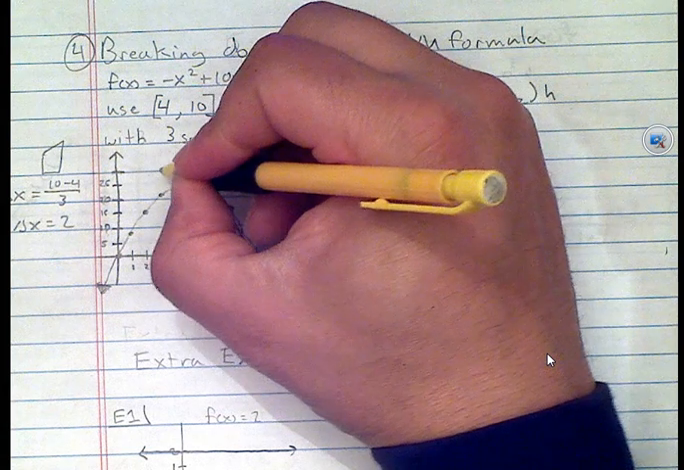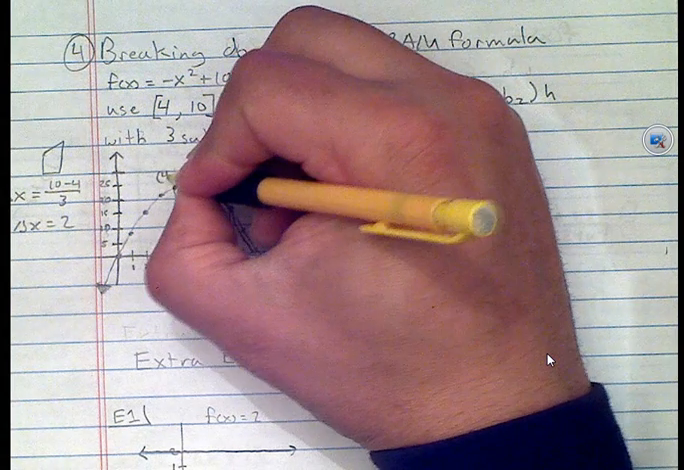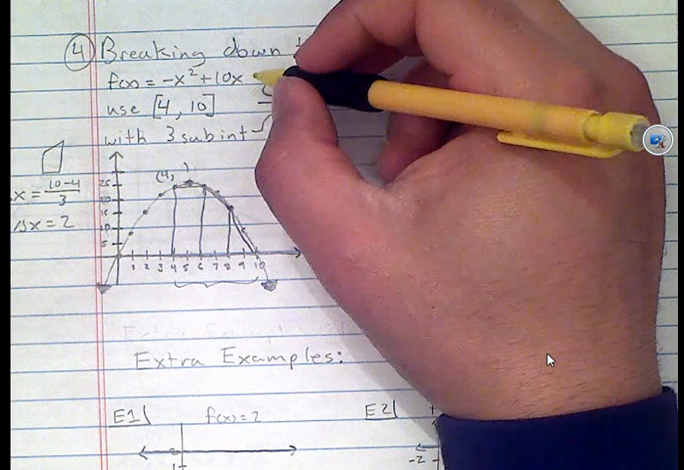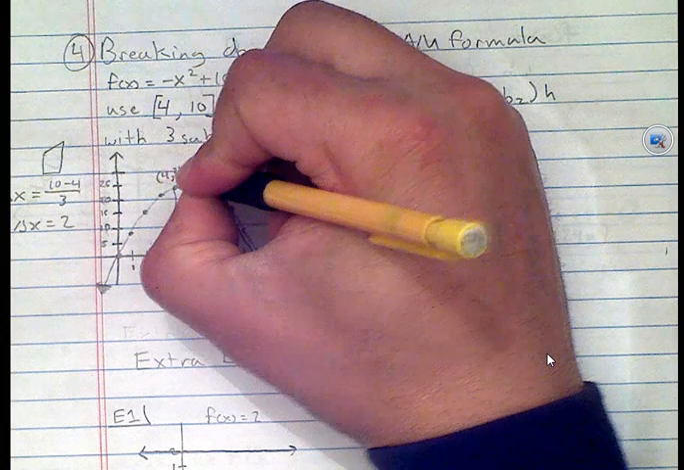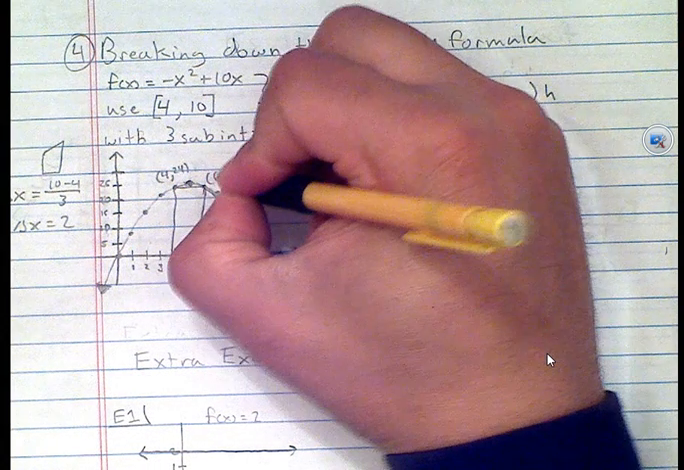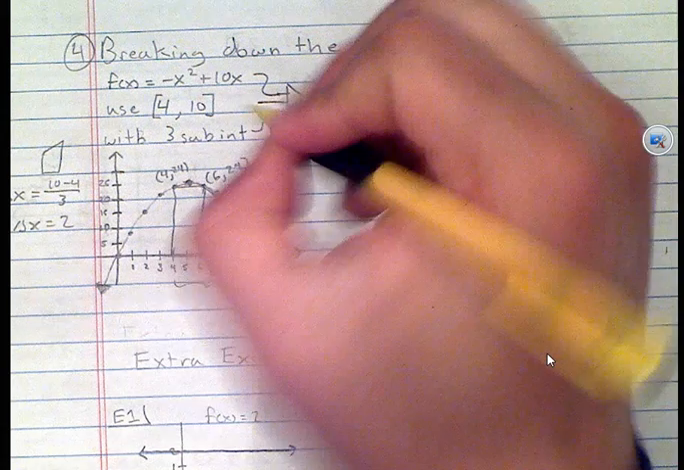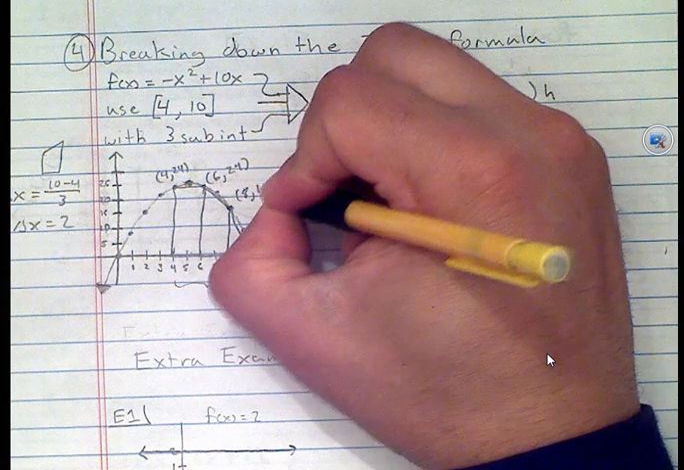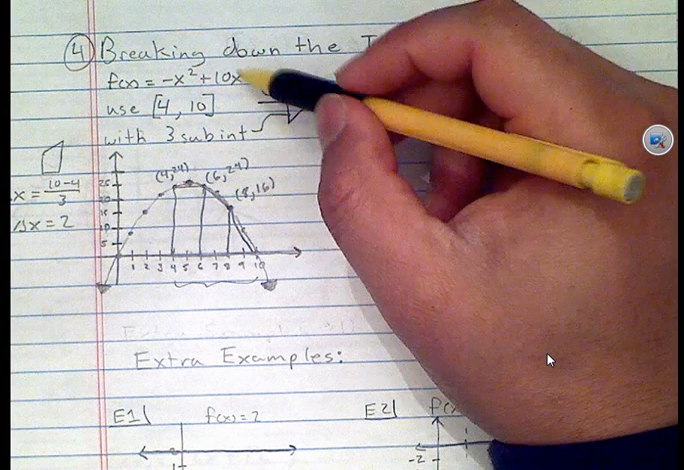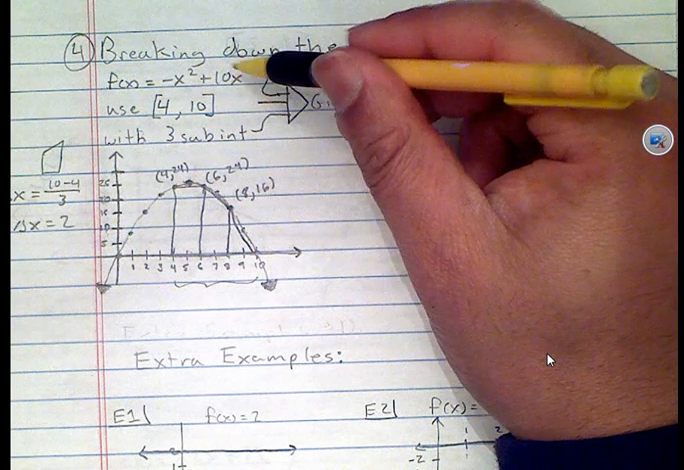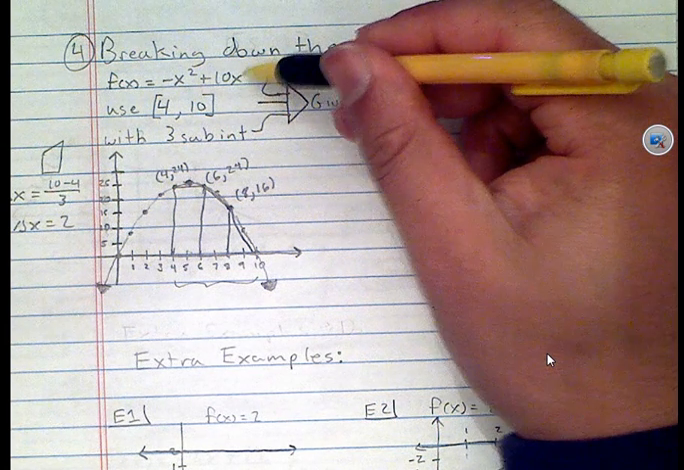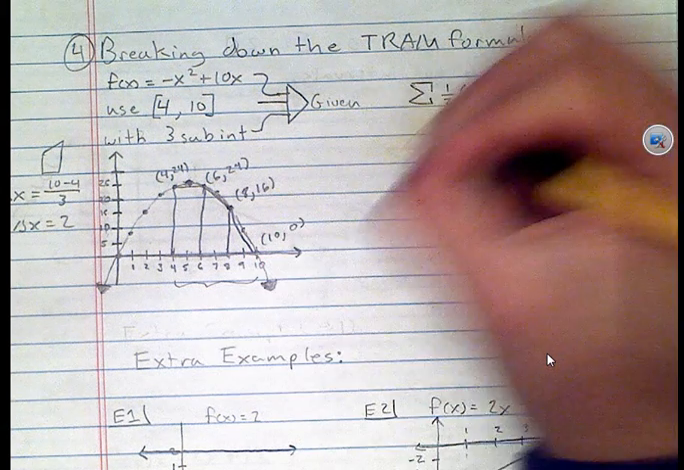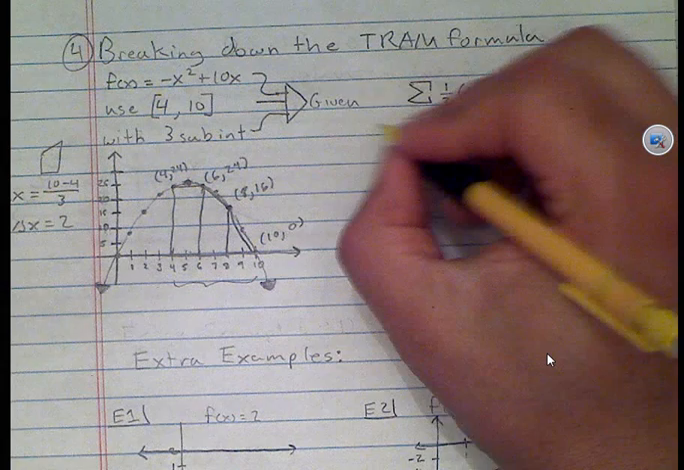Let's find our important points so we can do it the easy way. 4 comma what? What do I get when I plug in a 4 here? Negative 16 and 40, 24. And then 6 comma, it's actually 24 as well. And then 8 comma 16, I believe so. Let me double check that. 8 squared, negative 64 plus 80. Yep, that's 16. And then 10 comma 0. Okay, so let's break down the easy way.